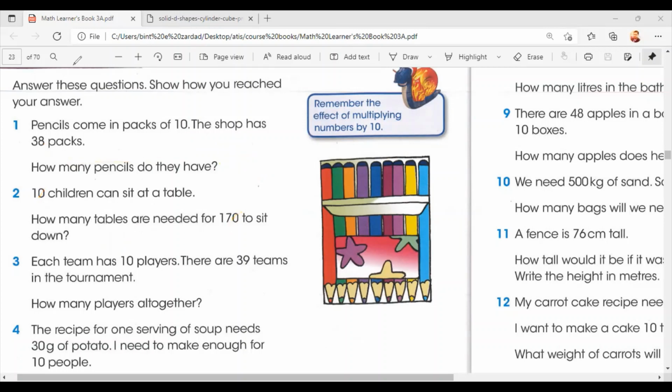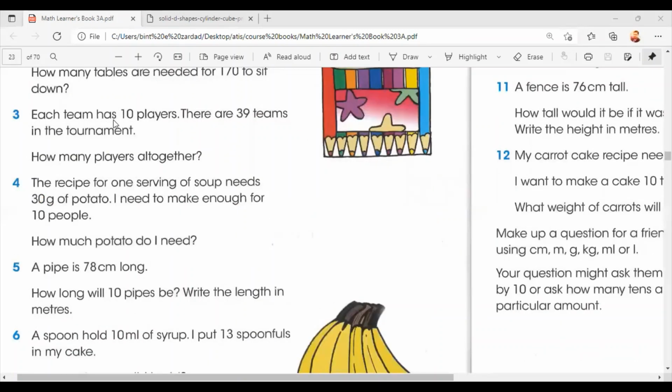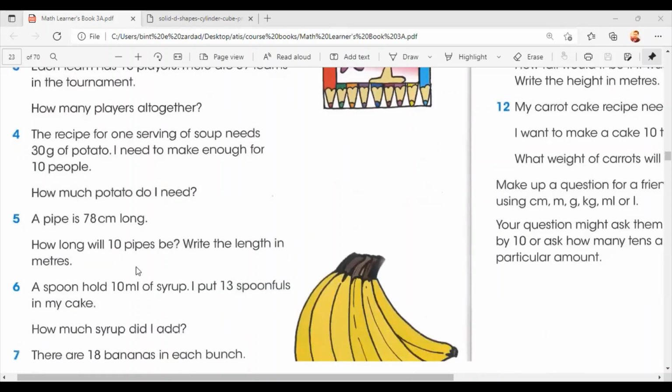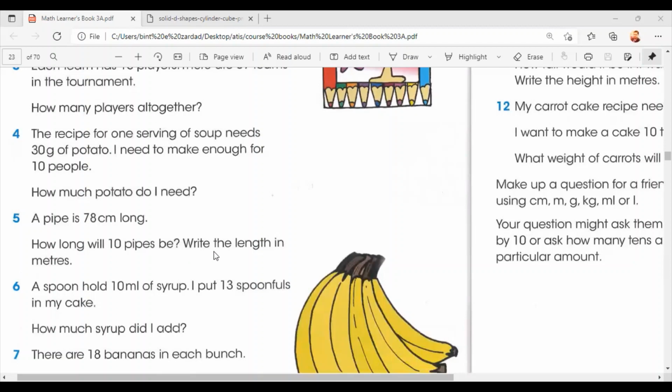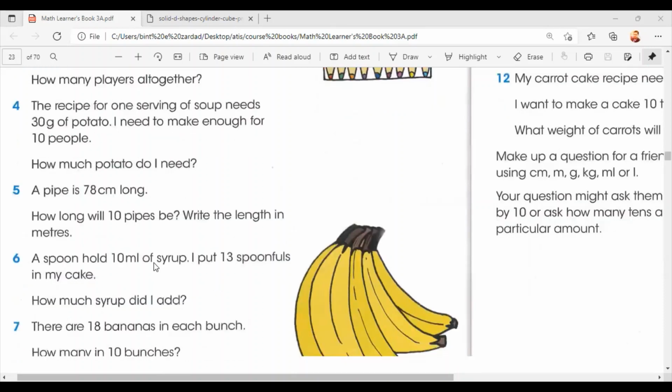Same as this, question number 3. Each team has 10 players, 39 teams in the tournament. How many players all together? 39 multiplied by 10, 390. Like this, 30 multiplied by 10, 300. 78 multiplied by 10, 780, but here it's written to write the length in meters, so this is 780 centimeters. So after this you can write 7 meters and 80 centimeters.